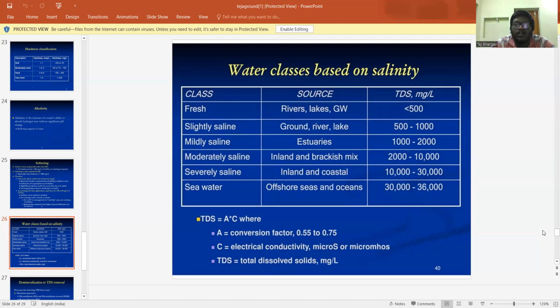TDS equals A times C, where A is the conversion factor, 0.55 to 0.75, and C is electrical conductivity in micromhos. TDS is total dissolved solids in mg per L.